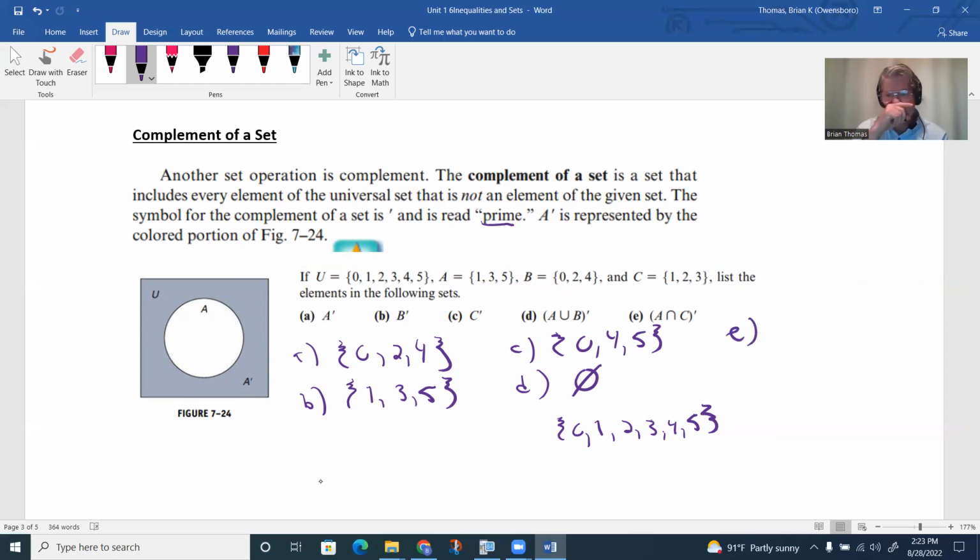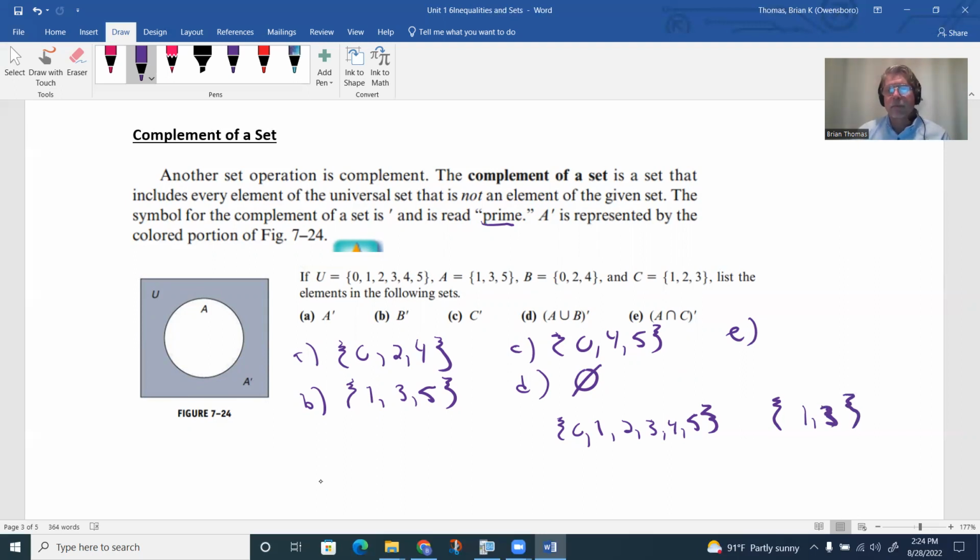So E would be A intersection C prime. So first off, we have to find A intersection C. So what do A and C have in common? A and C both have a 1 in common, and they have a 3 in common. So they have a 1 and a 3 in common. So that's A intersection C.